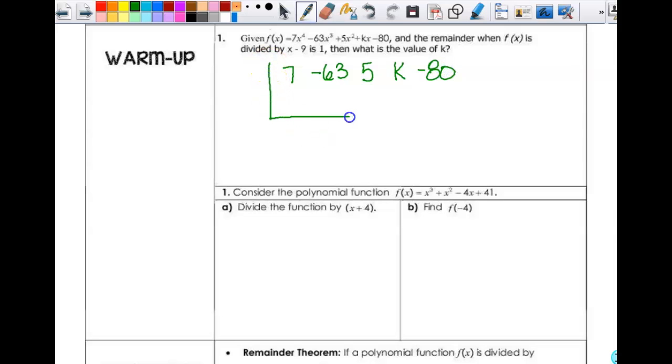And then if it's being divided by x minus 9, what goes out here? 9. And then what else do I know that I didn't know yesterday? Okay, yes, but I did know that yesterday. What other information did they give me? The remainder, 1.